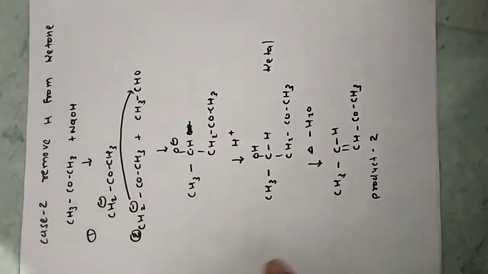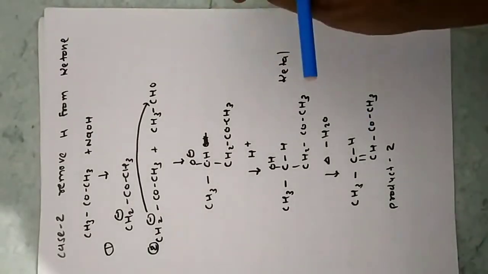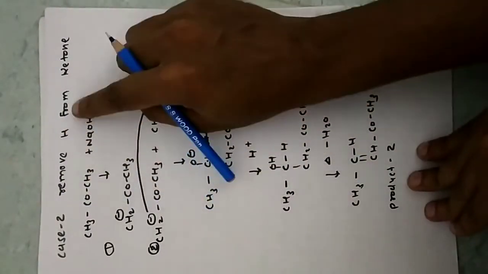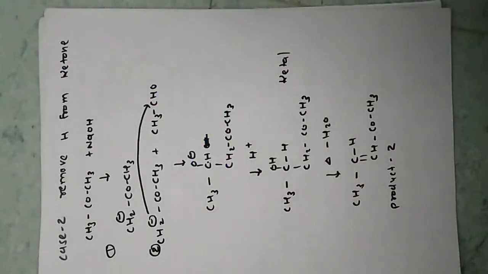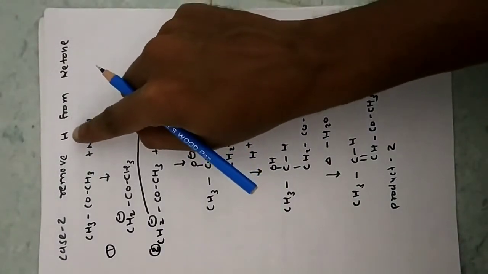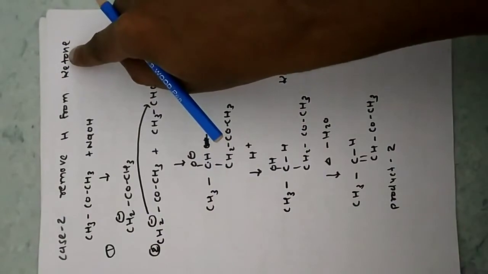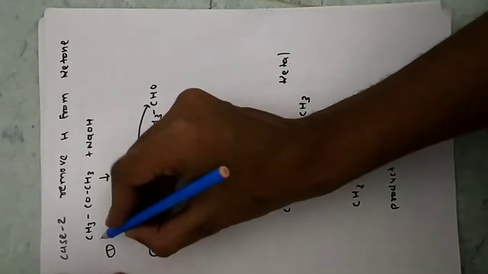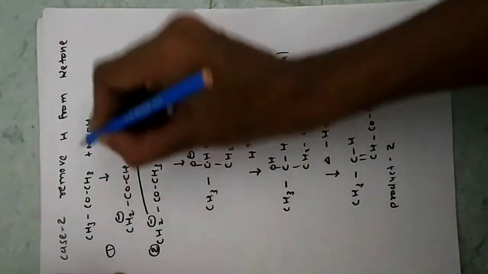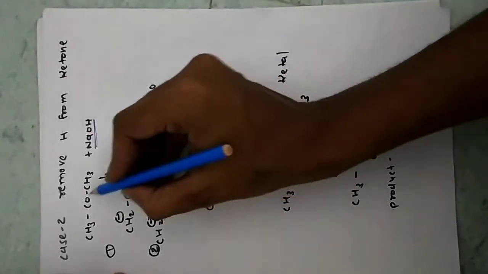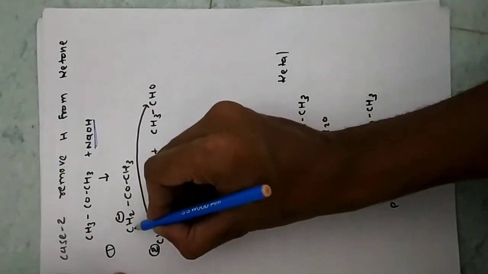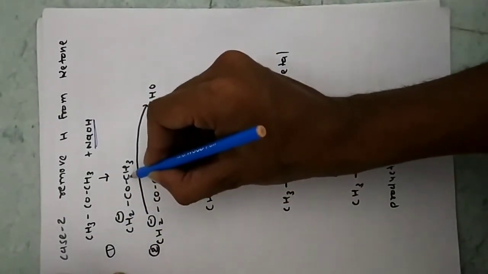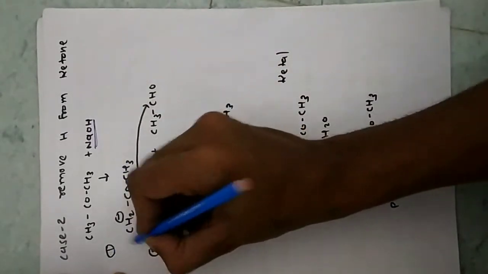Now the second case. Remove hydrogen from ketone. Here in the second case, aldehyde and ketone will react together, and we are going to remove hydrogen from the ketone now, not from the aldehyde. So what will happen here? Check out here. This one is our ketone CH3COCH3. When it reacts with NaOH, hydrogen from the adjacent carbon is removed. So here you can say CH2 negative and COCH3. This one is our step 1.